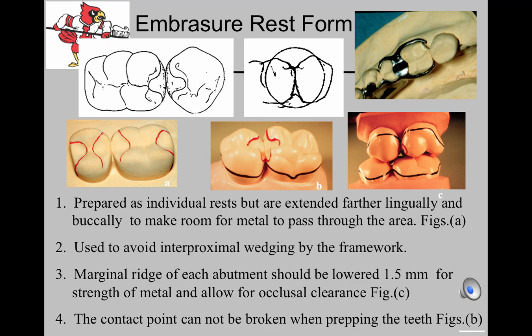The marginal ridge of each abutment tooth is lowered 1.5 millimeters for strength of metal and to allow for occlusal clearance when the rest is placed back onto the tooth. The contact point cannot be broken when you prep these two teeth, or you will have an additional packing of food problems when the partial's not in position.